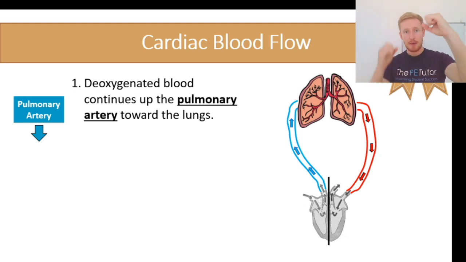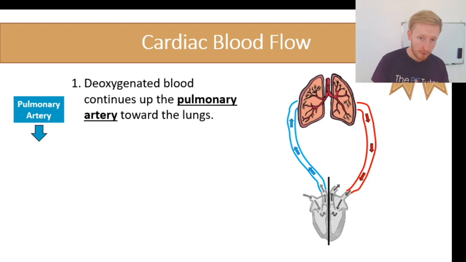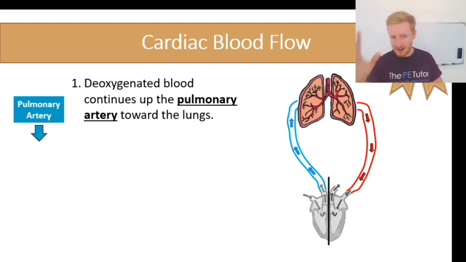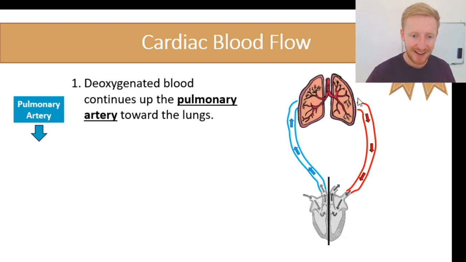This deoxygenated blood then picks up new oxygen and drops off CO2. In the process, it's becoming oxygenated. So we now have this red line which is coming back down from the lungs towards the heart. So we've got the pulmonary artery leaving, going away from the heart. It then arrives at the lungs, picks up oxygen, becomes oxygenated, and then comes back in to the heart.